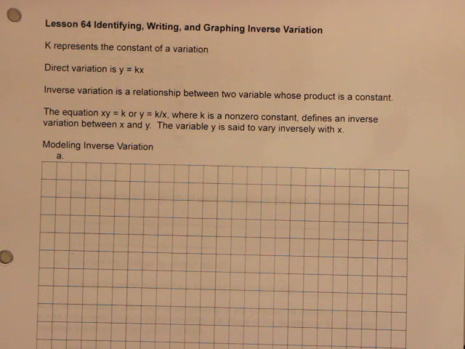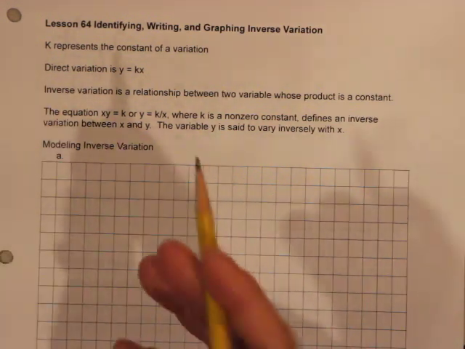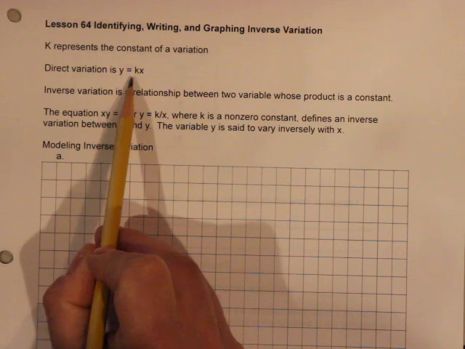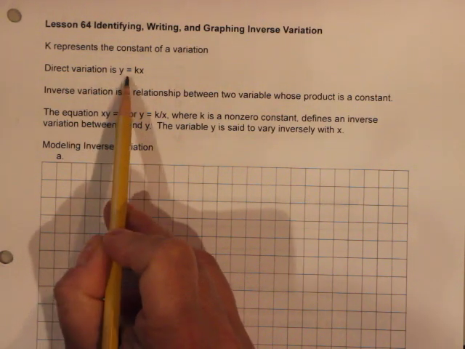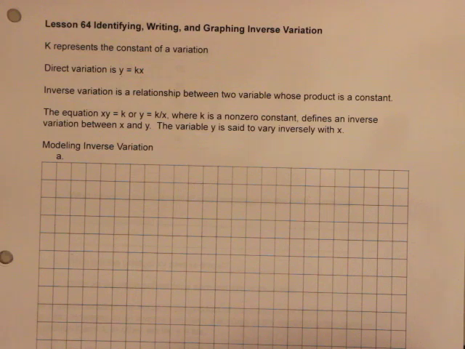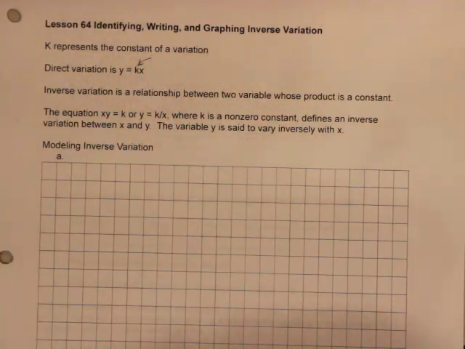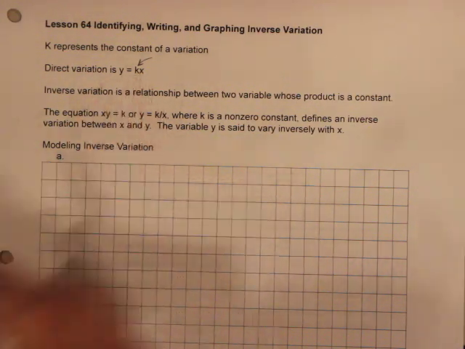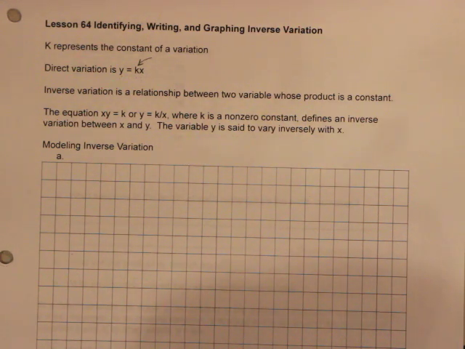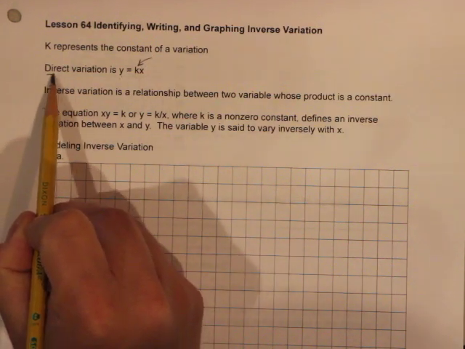One thing that I think is important for us to remember, if we go back to, I think it was lesson 56, where we learned about direct variation, is that direct variation is the relationship between y and x, where y is equal to kx. K, if you remember, is a constant, and it represents the rate of change. If this were an equation for a line, k would be the same as m, the slope, the rate of change.